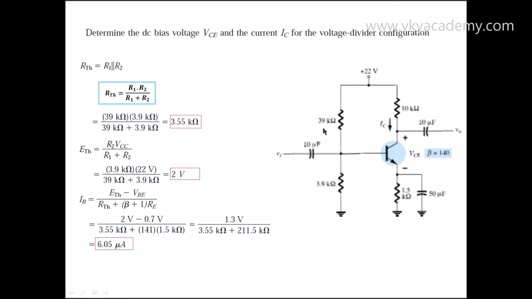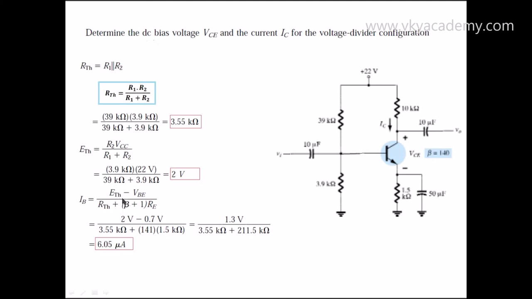So we can calculate RTH, the equivalent Thevenin resistance, which is R1 R2 by R1 plus R2. The Thevenin resistance is 3.55 kilo ohm. Now the Thevenin voltage ETH is R2 VCC by R1 plus R2, which is 2 volt. So the Thevenin voltage is 2 volt and the Thevenin resistance is 3.55 kilo ohm. These values can be used similar to the emitter bias configuration.